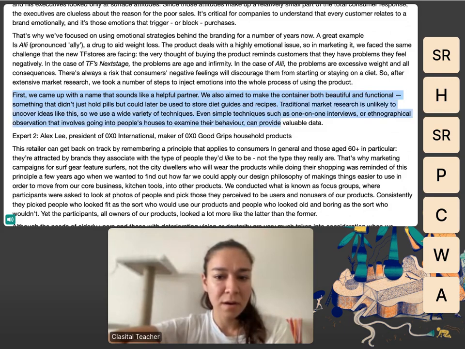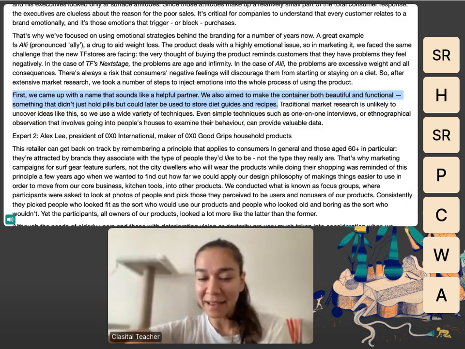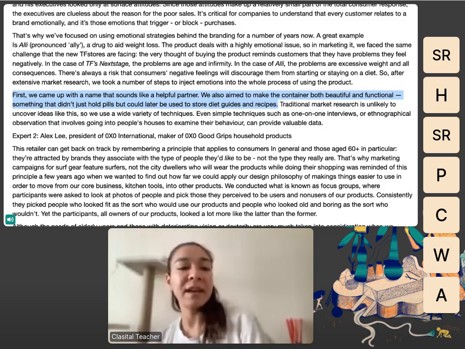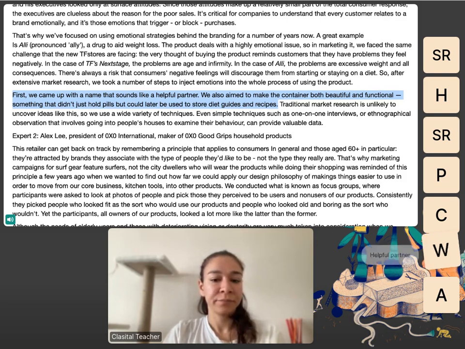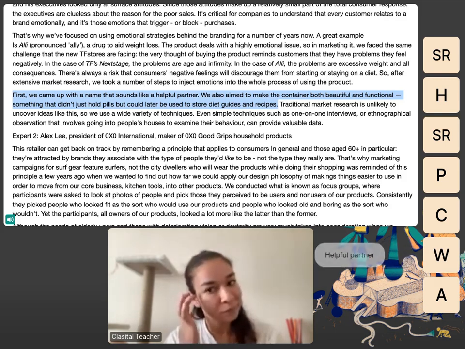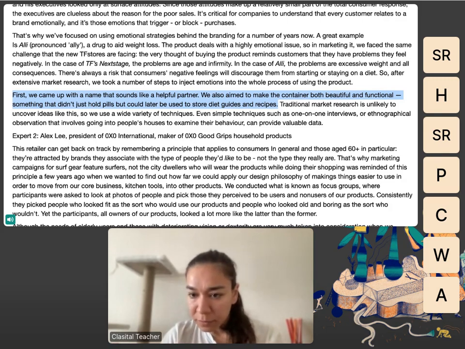I have two answers here, to questions 8 and 9. First, we come up with a name that sounds like a helpful partner. We also aim to make the container both beautiful and functional.